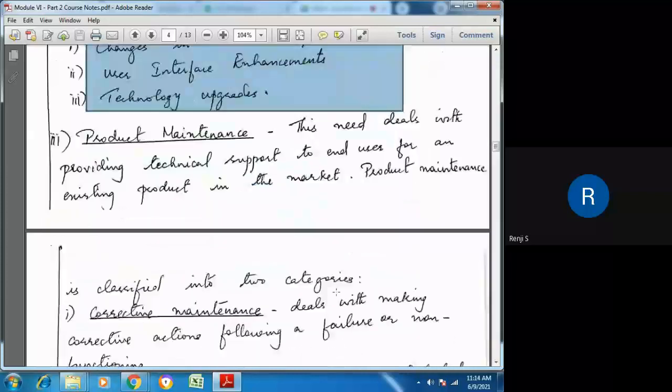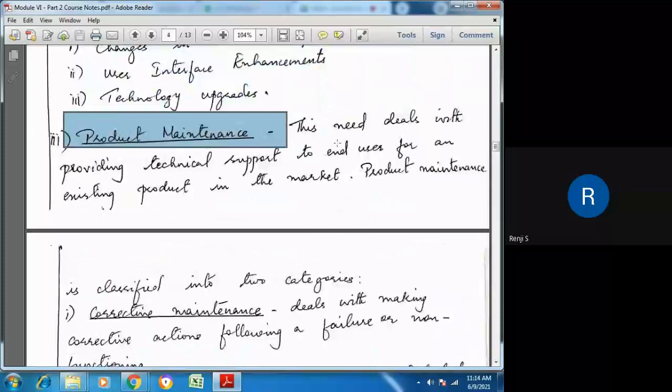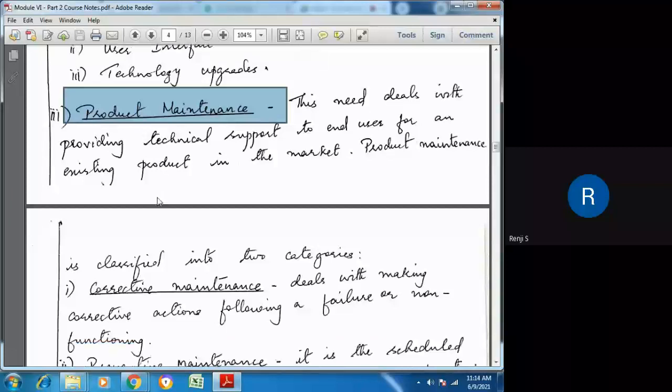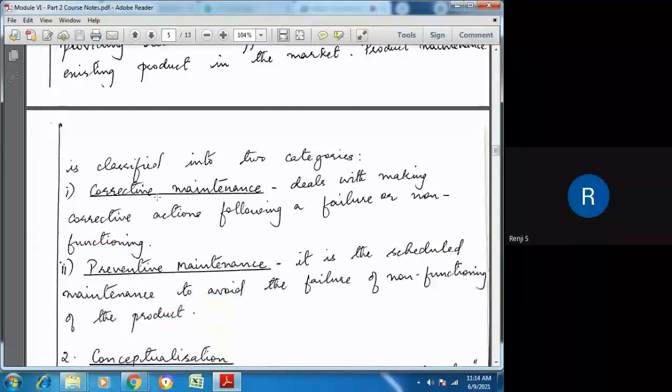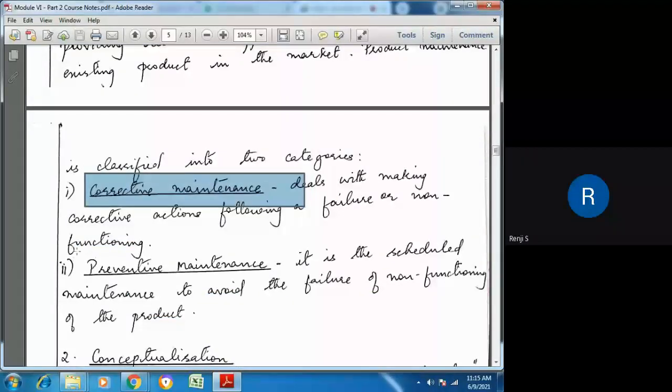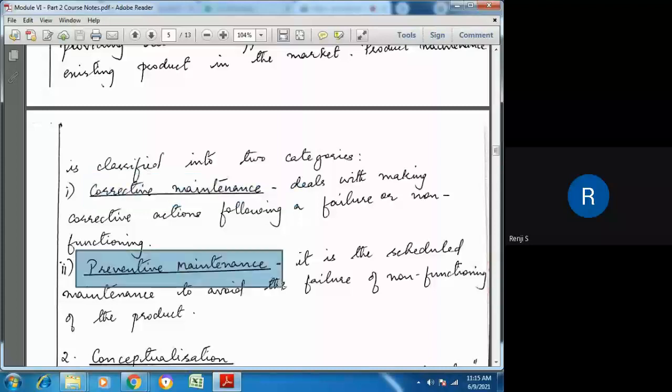Then the third need is for product maintenance. This need deals with providing technical support to the end user. You know what maintenance is. It is just to provide support to the end user, and maintenance can be broadly classified into two: corrective maintenance and preventive maintenance. There are other maintenance types also, adaptive maintenance, etc. But here we are focusing on the two main categories of maintenance, corrective maintenance and preventive maintenance.